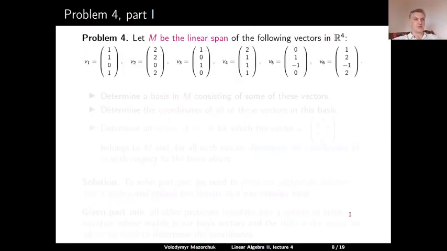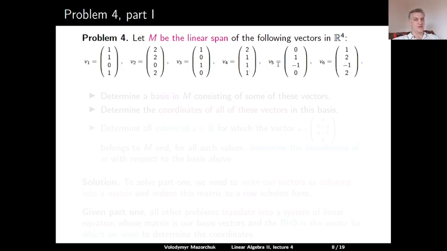Problem 4. Let M be the linear span of the following vectors in R to the power 4. The vector v1 is 1, 1, 0, 1. The vector v2 is 2, 2, 0, 2. The vector v3 is 1, 0, 1, 0. The vector v4 is 2, 1, 1, 1.